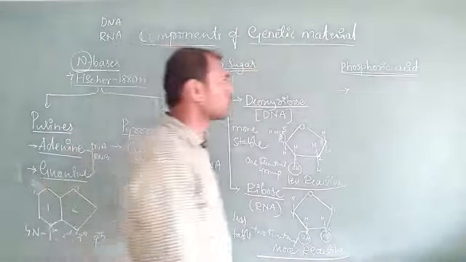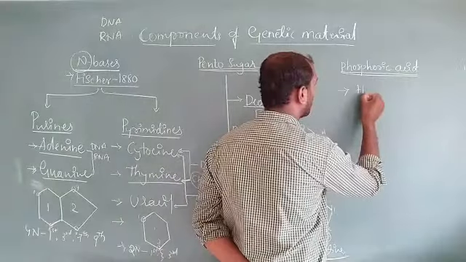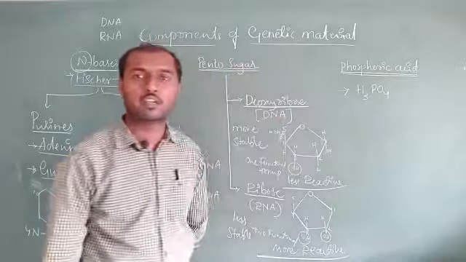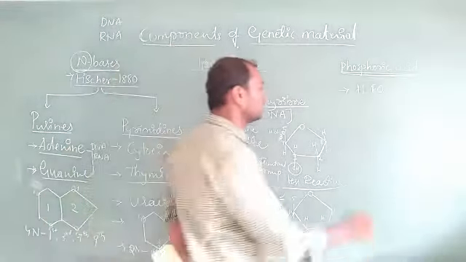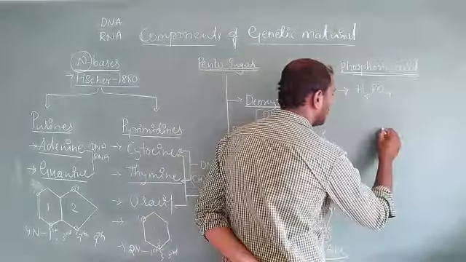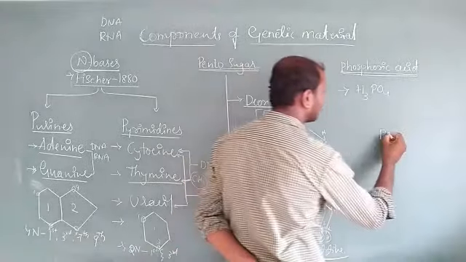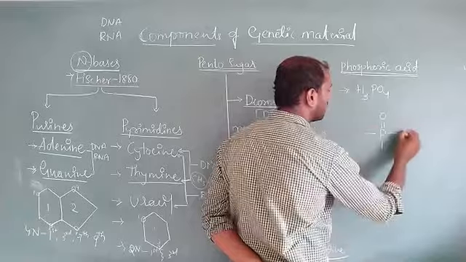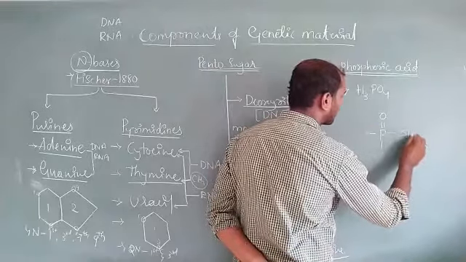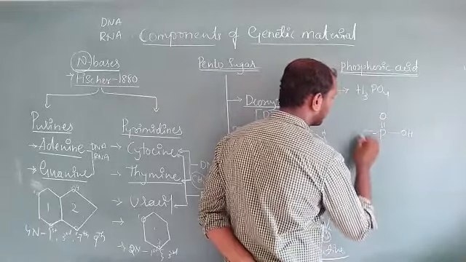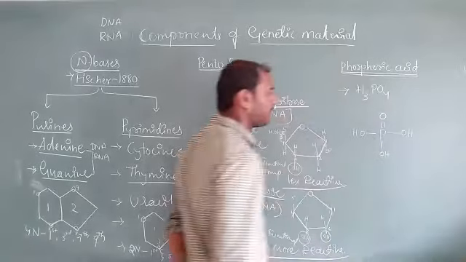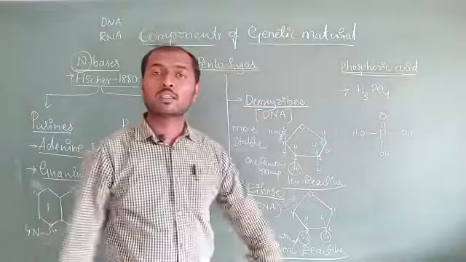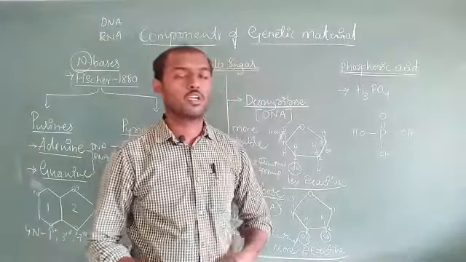The chemical formula is H3PO4. You can see the structure somewhat like this: phosphorus at the center with a double bond to O here, and OH here, OH here and OH here. That is H3PO4. This is one of the most important components in the case of DNA.